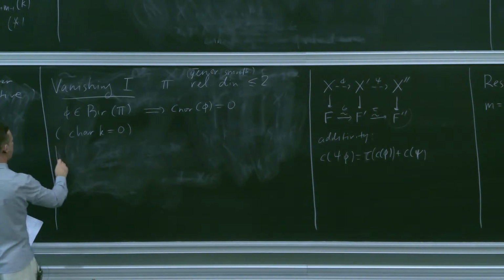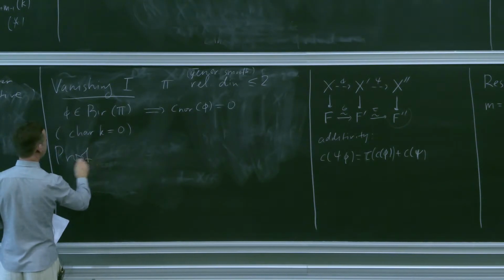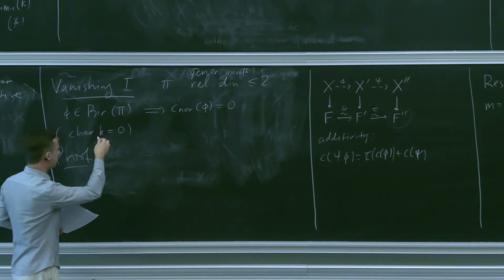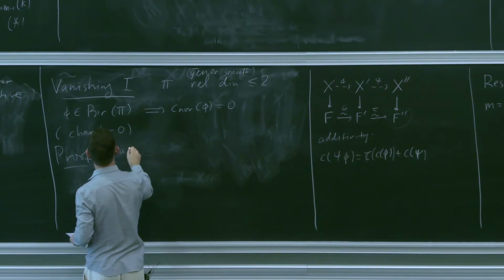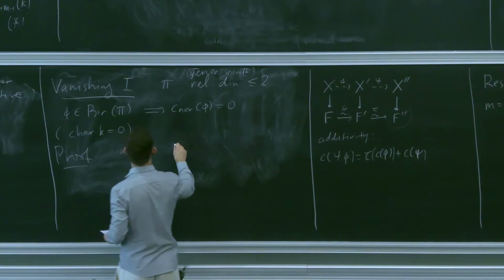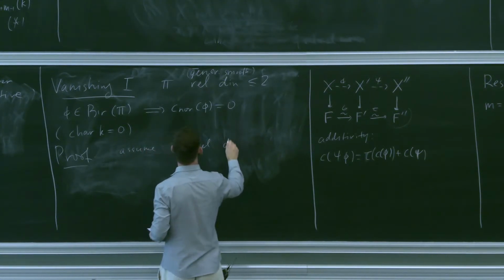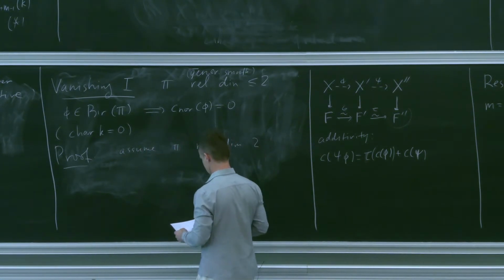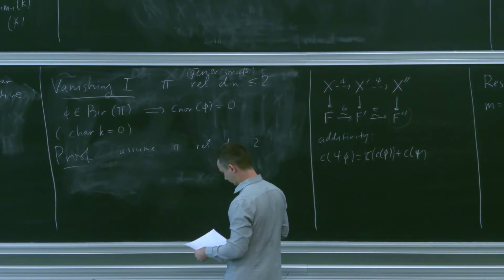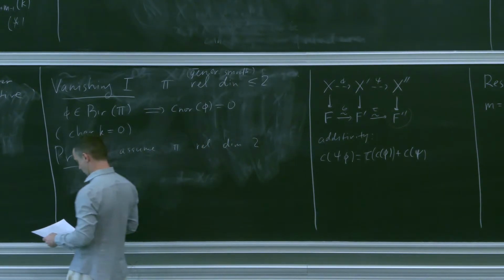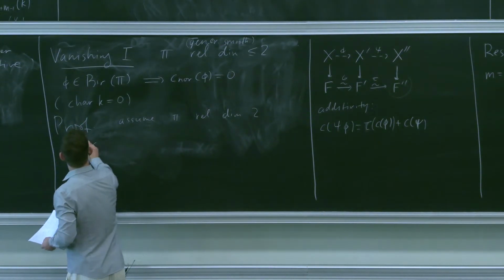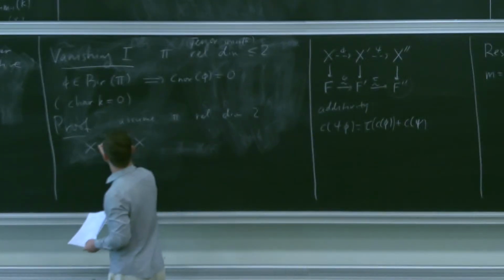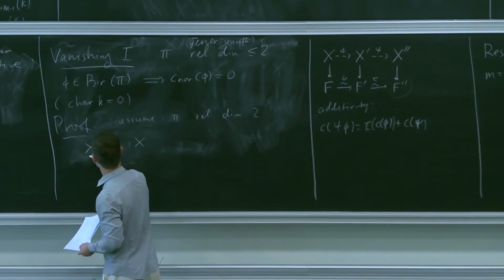Okay, so it's a statement about surfaces, right? The main case is, dimension 1 is easy, so we assume pi has relative dimension 2. So what I have is the following thing.